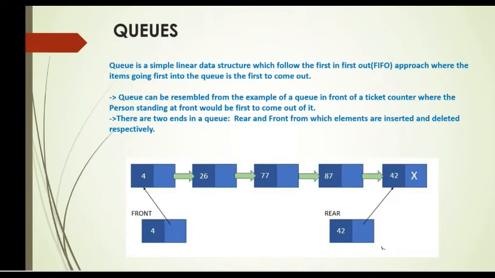So, it is very clear that a queue has two ends, rear and front. From the rear part is insertion, or you can say the people can enter into the queue, and the front part is where the people can get out of the queue, or you can say are deleted. So there are two ends in a queue which are named rear and front.